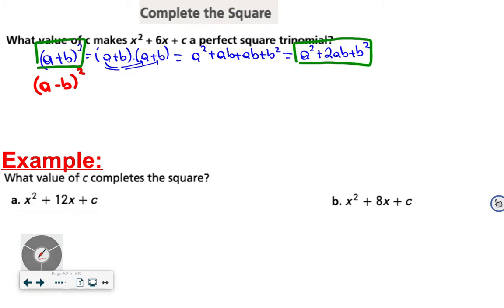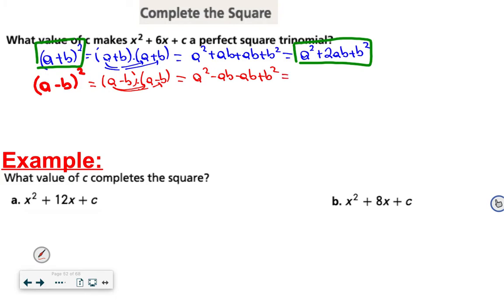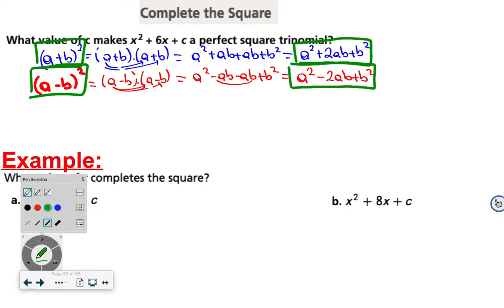Second, (a minus b) squared. (a minus b) squared can be written (a minus b) times (a minus b). If you distribute this term into the second parenthesis, you will get a squared minus ab minus ab plus b squared. From here, if you combine the like terms, you will get a squared minus 2ab plus b squared. This means that whenever you have (a minus b) squared, this expression will be a squared minus 2ab plus b squared. These are called perfect square trinomials.